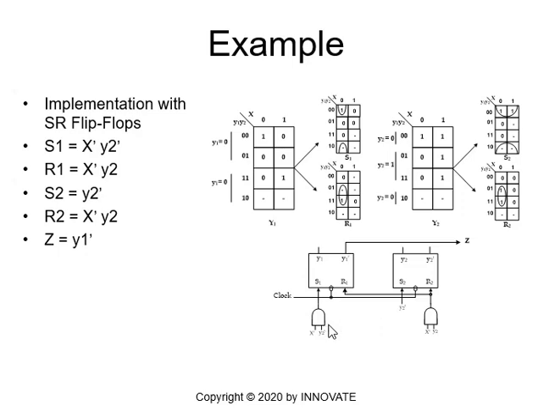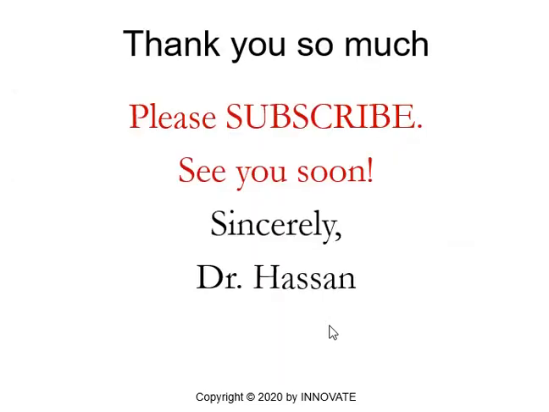That's it. So what we did, we implemented a complete network using D flip-flops, using T flip-flops, using JK flip-flops, and using SR flip-flops and gates. And this will conclude the implementation lecture for chapter 9.